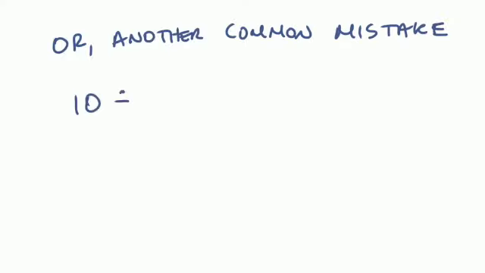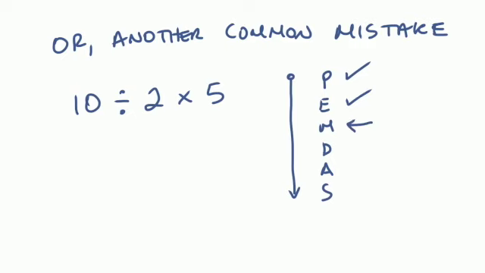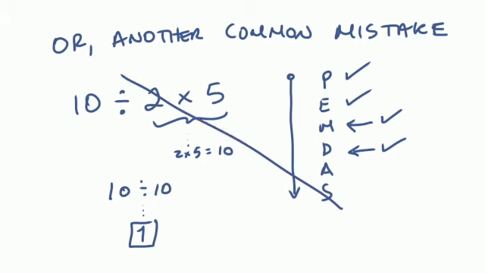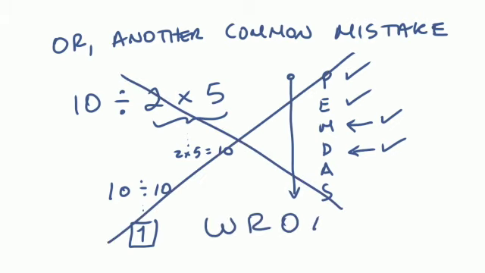Let's say that you needed to solve 10 divided by 2 times 5. You write PEMDAS. You know you're supposed to use it. You scan. You realize you have multiplication, and because the M appears first on PEMDAS, top to bottom, you multiply first. So 2 times 5 is 10. And then you say 10 divided by 10 is 1, and you think that's the right answer.